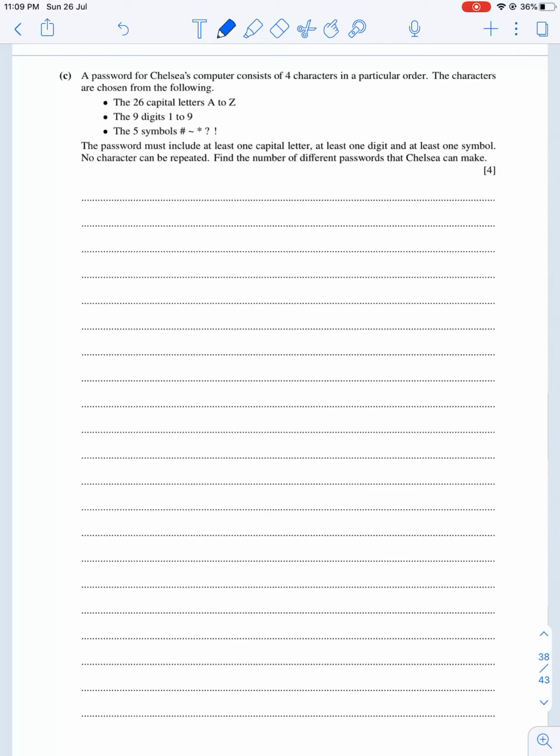Okay, so you're supposed to choose 4 characters in all in a particular order. So it's capital letters, digits and symbols. You're supposed to take at least 1 of each. So 1, 1 and it can be 2 symbols. It can be 2 of the digits and the rest of the 2 is 1, 1. And it can be 2 capital letters and 1 here, 1 here.